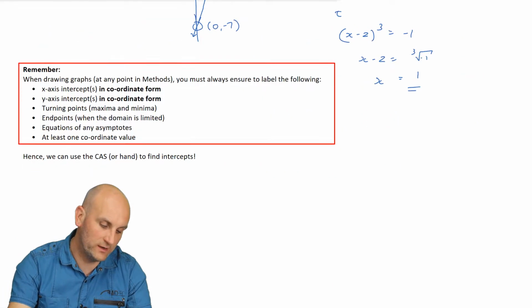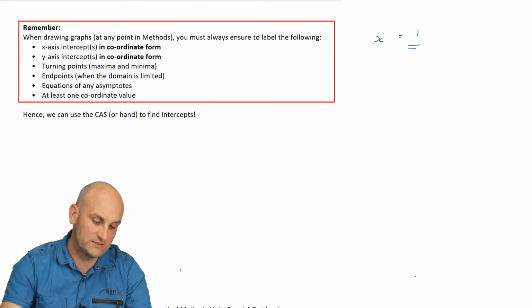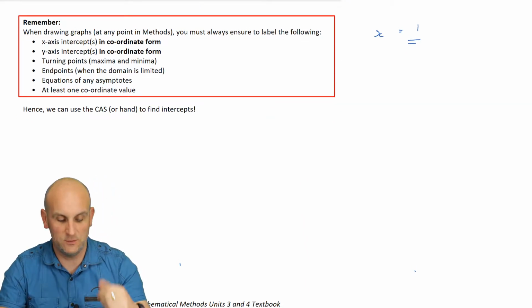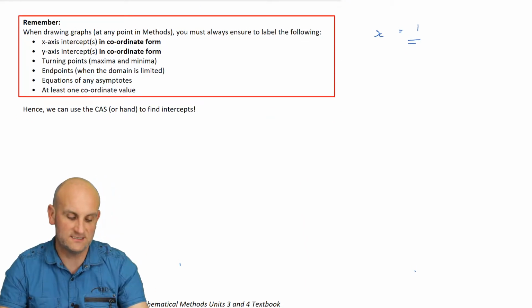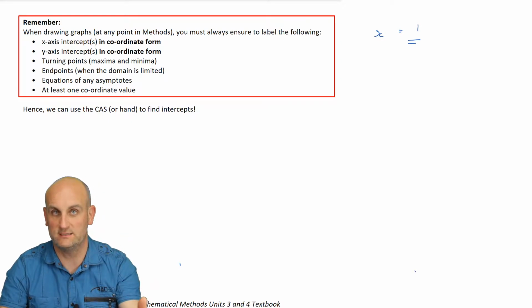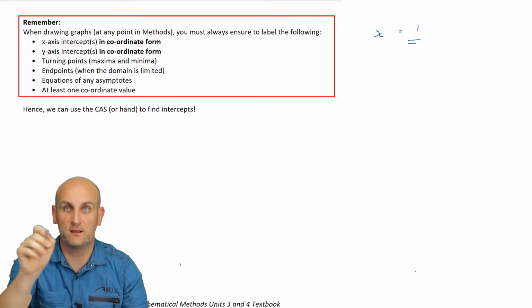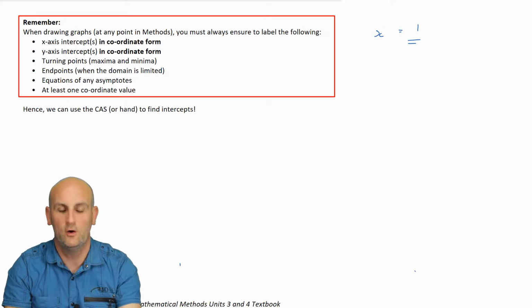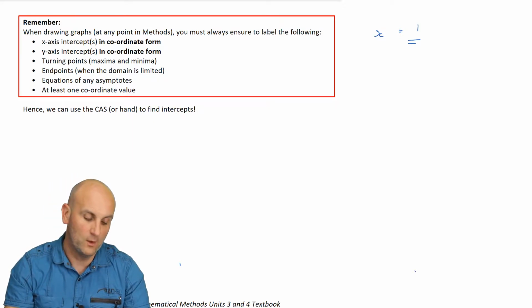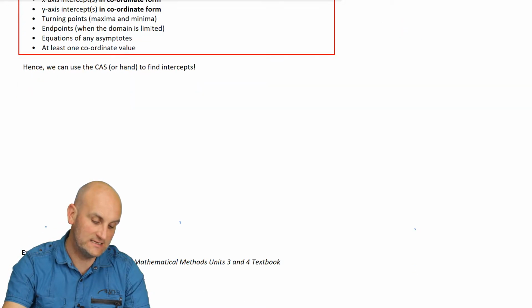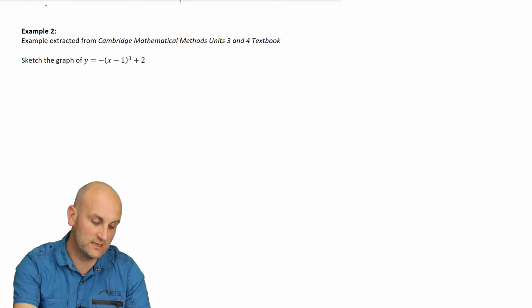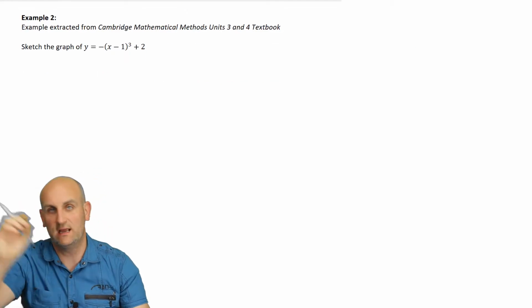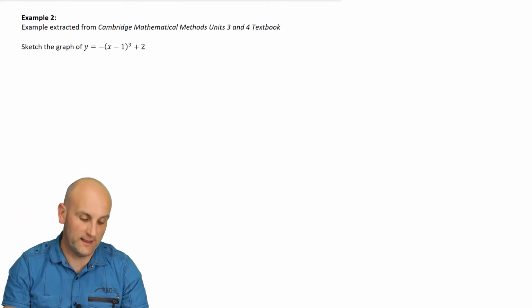And again, I've put in a red box here, and it comes again a bit later on. You must do x-axis intercepts, y-axis intercepts, turning points, yes? So we knew that for my cubic, there was that turning point in the middle, otherwise known as a stationary point or a point with 0 gradient. Endpoints, when the domain is limited, equations of any asymptotes, and at least one coordinate point. So actually, for the graph I just drew, tick. The examiners would be pretty happy with that.